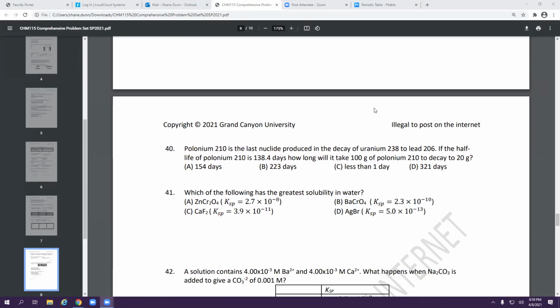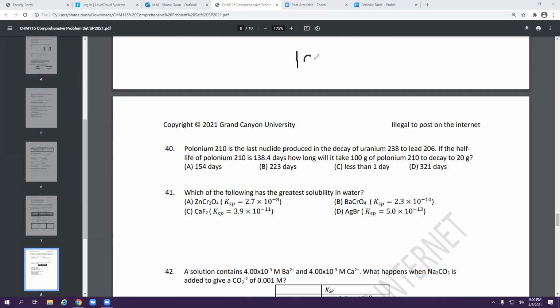Okay, 40. Polonium 210 is the last nuclide produced in the decay of uranium. Polonium basically decays into uranium and lead. The half-life of polonium is 138 days. How long will it take me to go from 100 grams to 20 grams? I can show you the mathematical formula for this, or I can show you how to think about it logically. Which one do you want? Okay, the formula is stupid, so let's do it logically first.